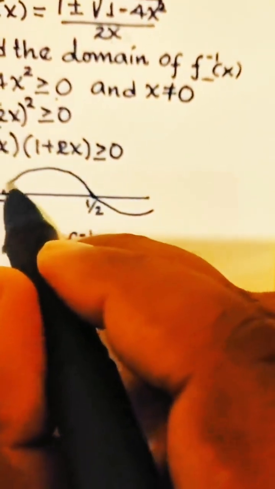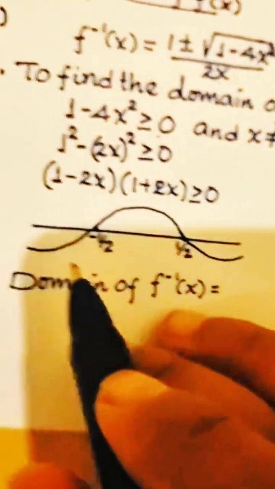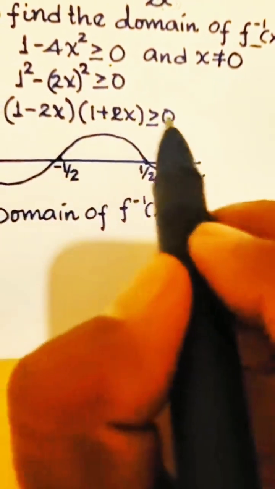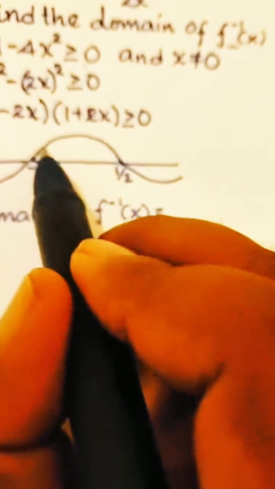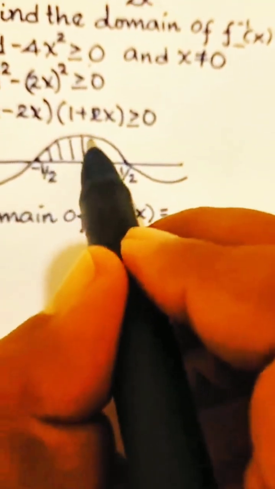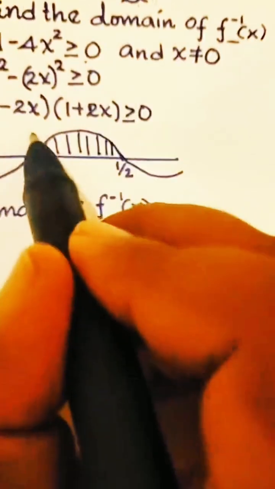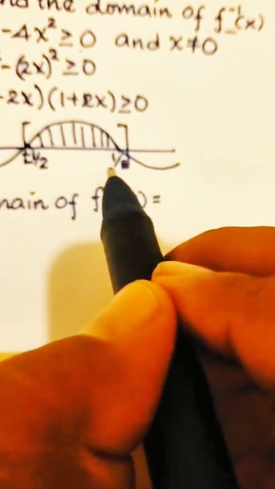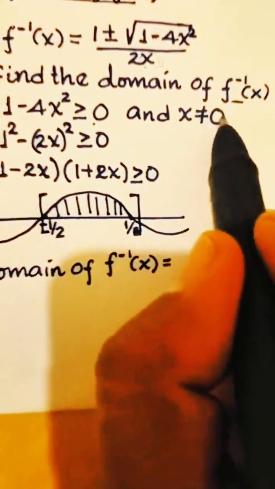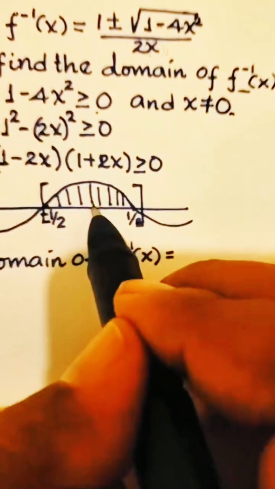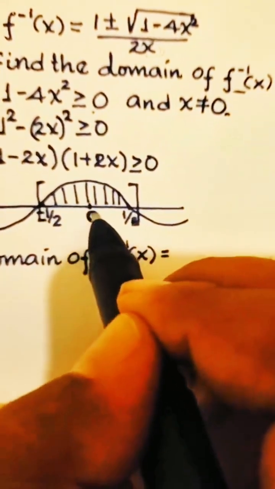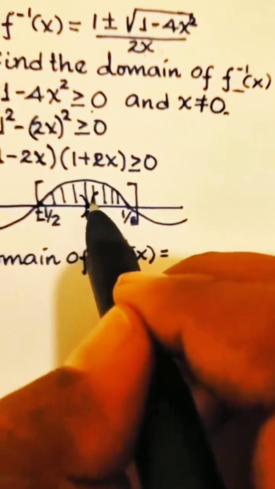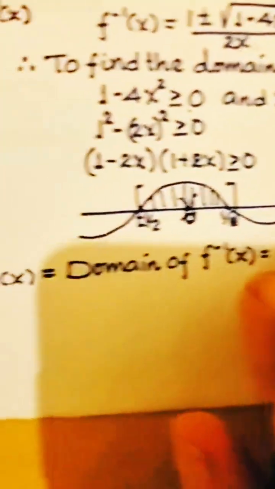So our zigzag line will start from below the horizontal line, and our zigzag line will look just like this. Now the inequality says greater than or equal to 0, so it's the region above the horizontal line, located between -1/2 and 1/2, including -1/2 and 1/2. But bear in mind that x has to be different from 0, and 0 is found in the middle of these two reference points, so we have to exclude 0.